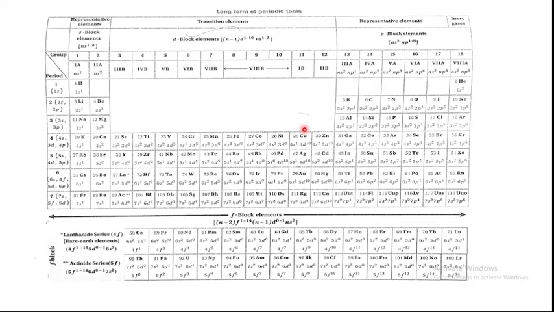Now, elements of group 5d, that is platinum, gold and mercury, are inert in nature under ordinary conditions, so these are called noble metals.